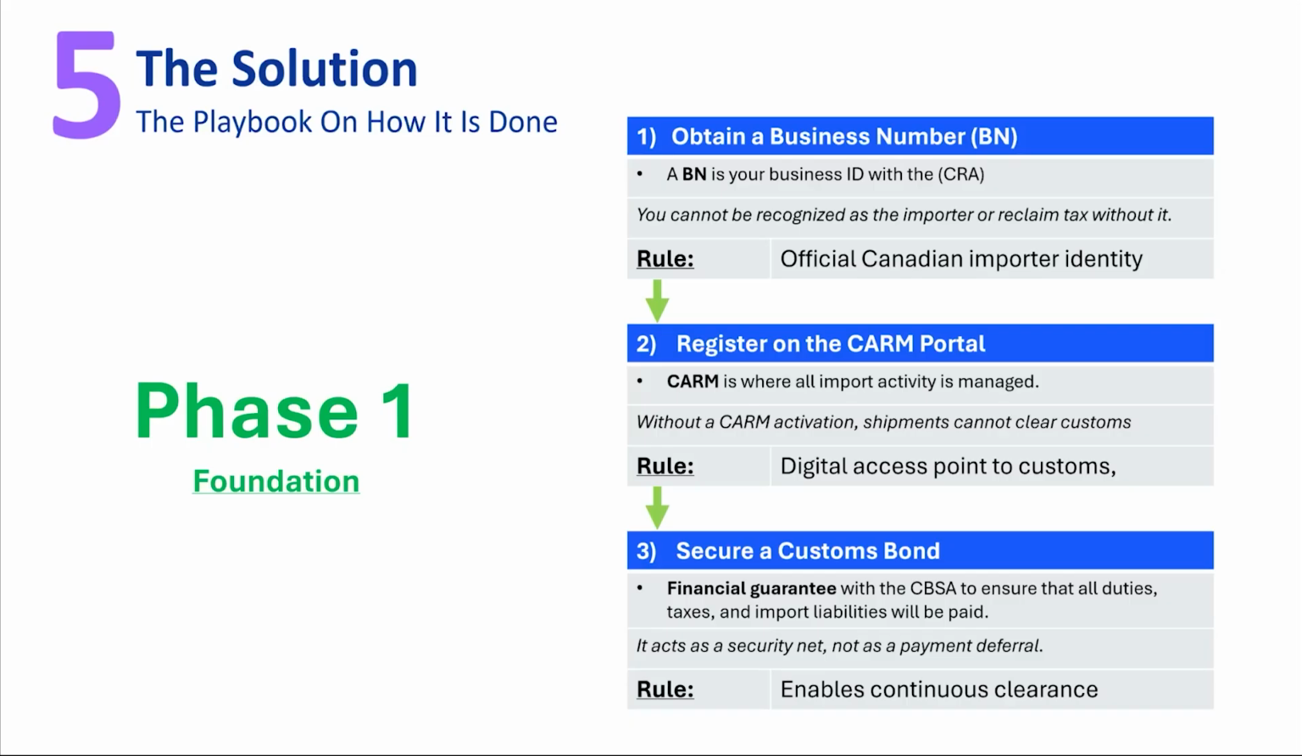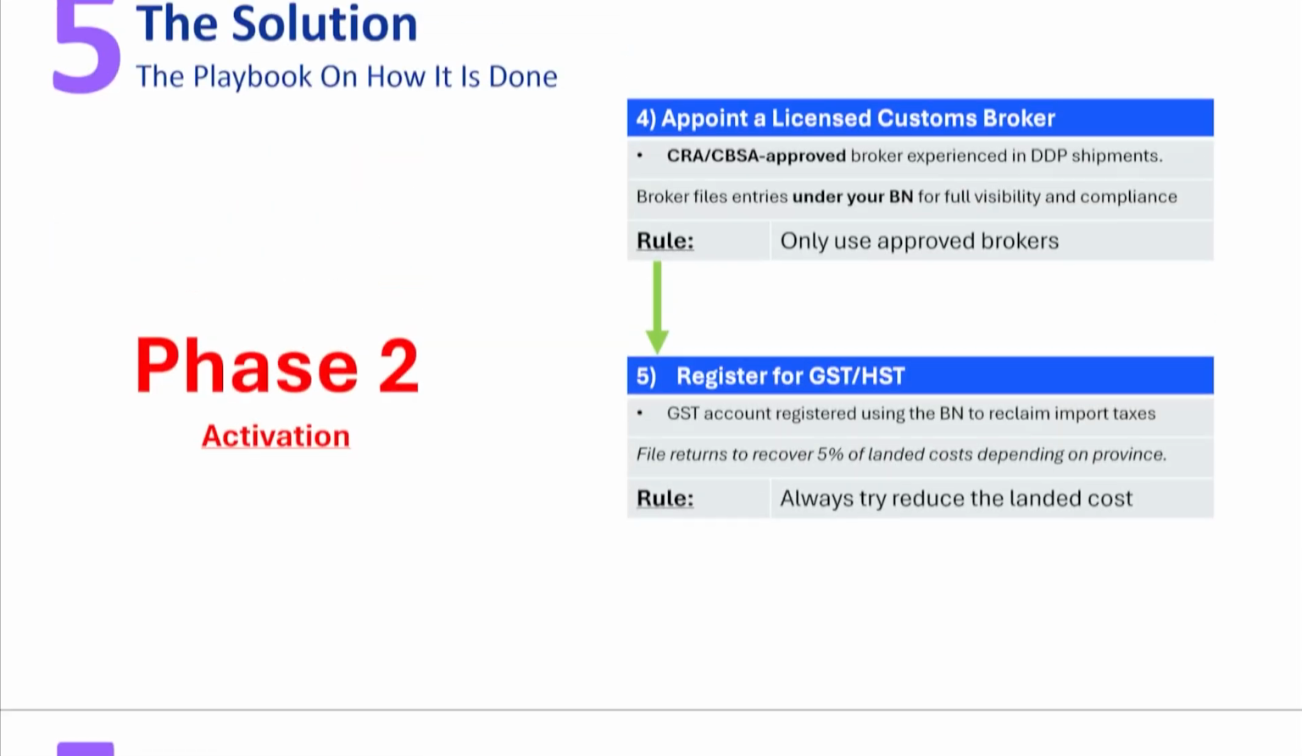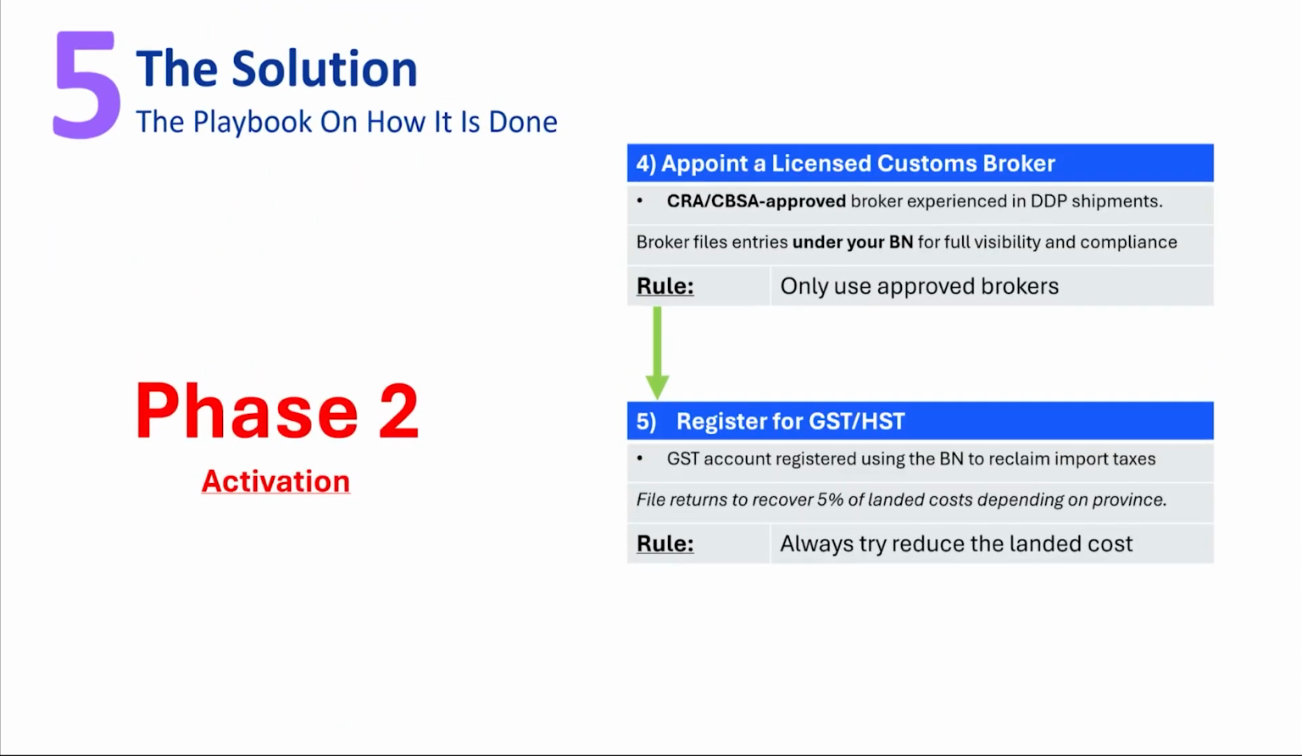Once you've got those three primary pillars in place, you're officially recognized as a compliant importer into Canada. This is that key moment where you can start moving goods across the border in your own name. Phase two. Phase two is only possible once you've got all three of those pillars outlined in phase one completely closed off. And this is where the operations of the process ultimately kick in.